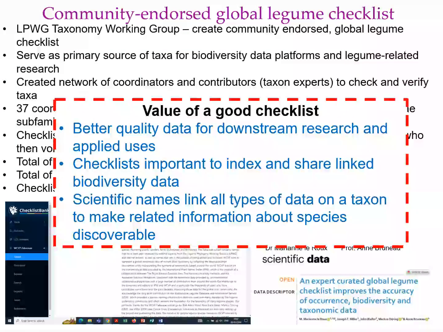So what is the value of a good checklist? Better quality data for downstream research and applied uses. Checklists are important to index and share linked biodiversity data, and scientific names link all types of data on a taxon to make related information about the species discoverable. So a name is very important, as the rank of species is foundational in our taxonomy, as is the name of a species, and that feeds then into larger hierarchical levels of classification.